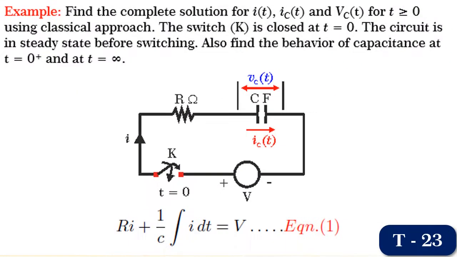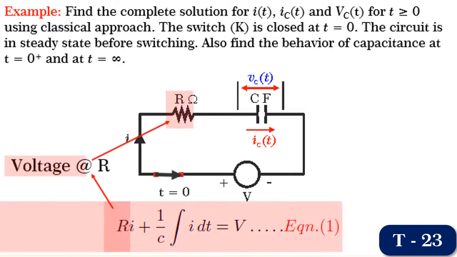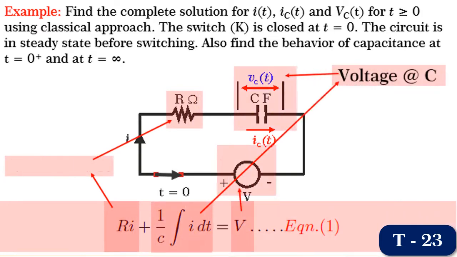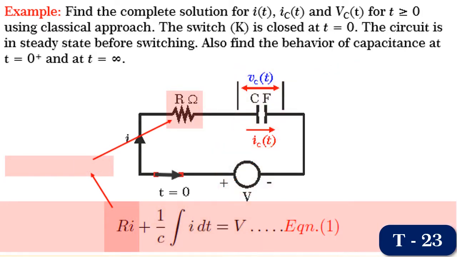Friends, if you have understood the behavior of inductance at t equal to 0 and at t equal to infinity, it will be very easy to obtain the behavior of capacitance. Consider an RC series circuit connected across a step input as shown in the figure. After the switch K is closed at t equal to 0, the system response for t greater than or equal to 0 can be represented by the equation R into I plus 1 upon C into integration of I dt is equal to V. Let it be equation 1.